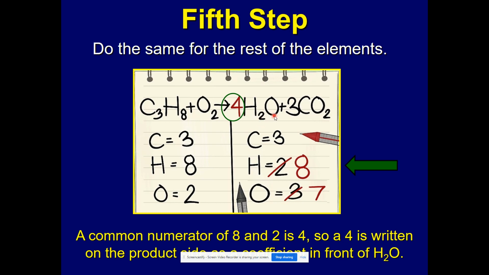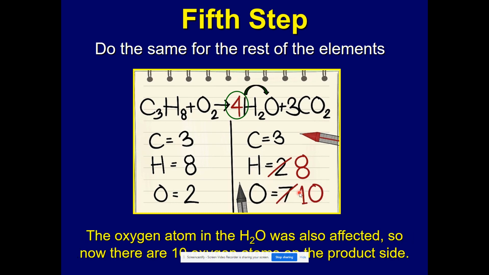Now it's also going to affect the oxygen behind it. So we're going to have, let's see, 4 oxygen, because 4 times 1 oxygen is 4. And then here, remember, we had 6. So now we're going to have 10 oxygen. Yep, we have 10 oxygen. Remember, we got that 4, and then the 6 is 10. Looking at this, our 3s are equal, our 8s are equal. So now we're just concentrating on the oxygen.